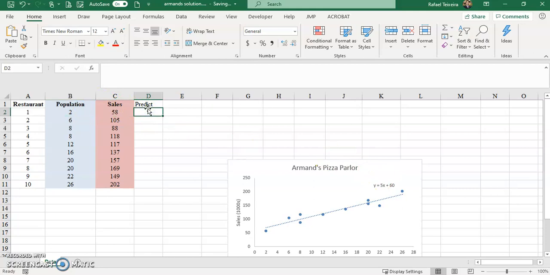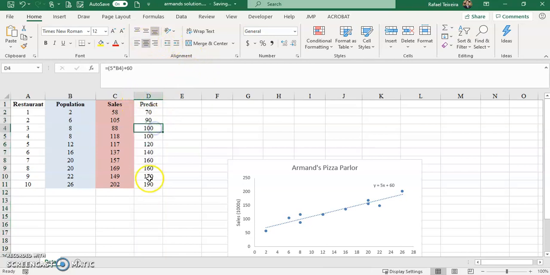Let's do this. So it's equal to, open parentheses, 5 times student population plus 60. Okay, so the prediction in our model using this formula is 70. You see that is a little above the 58 that we observe here. Okay, so we can do that for all observations.